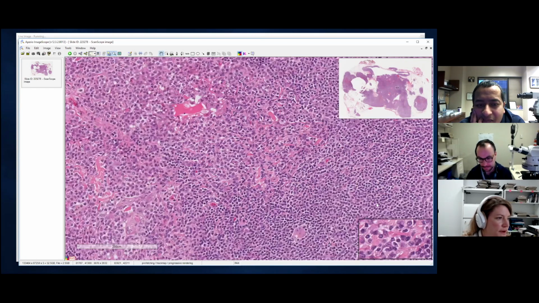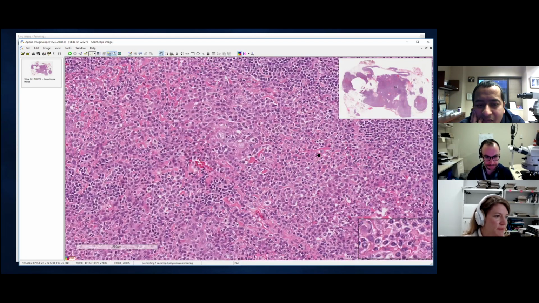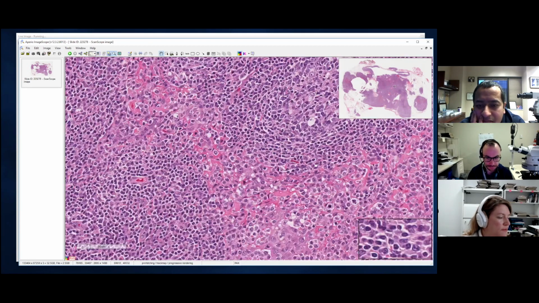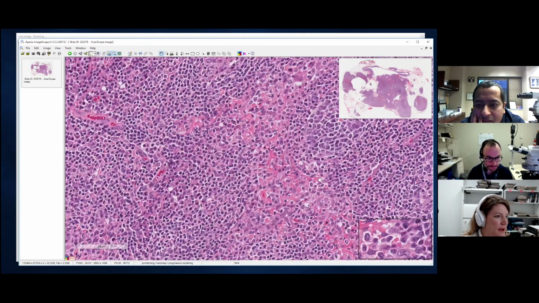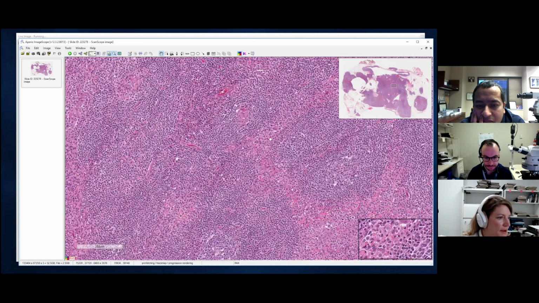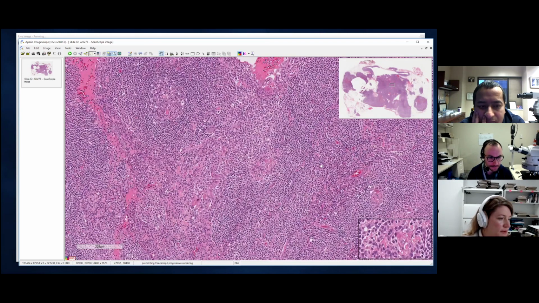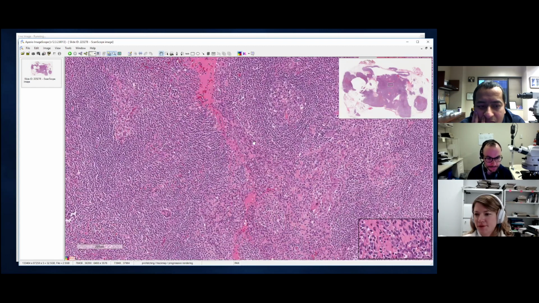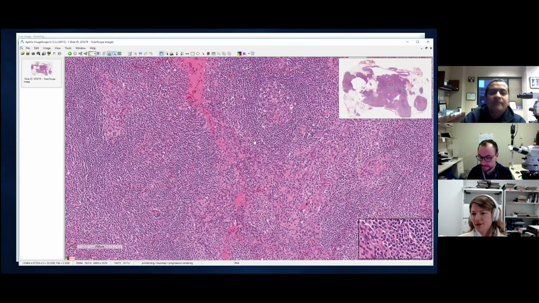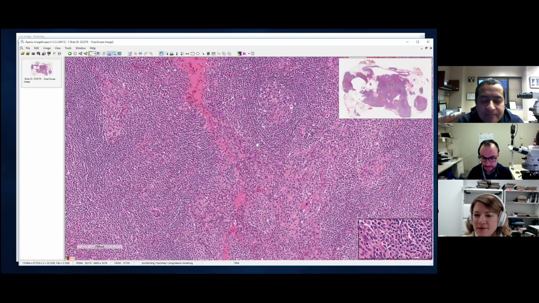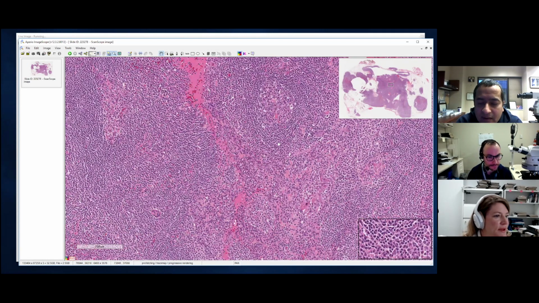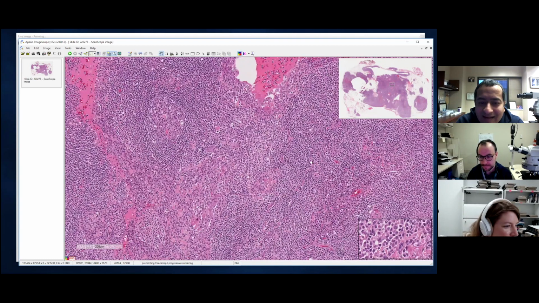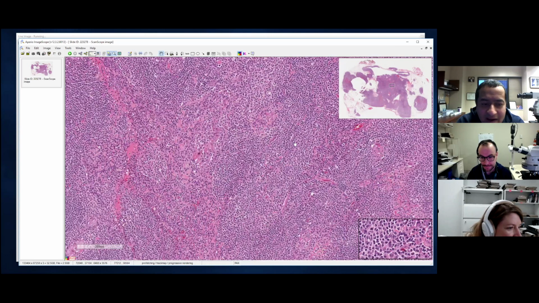And of course, the differential would also include the thymus. And so you'd want to see, is there any evidence of a thymic epithelium? Sometimes you can see it morphologically, but sometimes we also like to do a stain just to make sure what we're dealing with. So I don't know if Sanjay wanted to comment on anything we're looking at. Yeah, I agree with that.